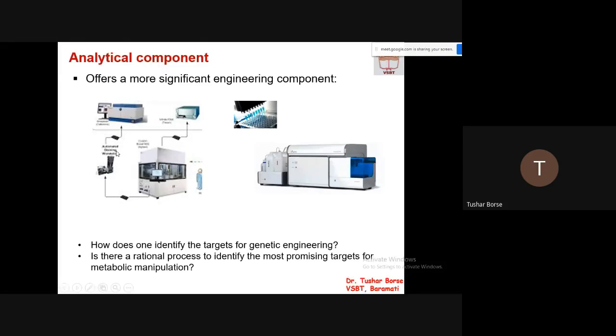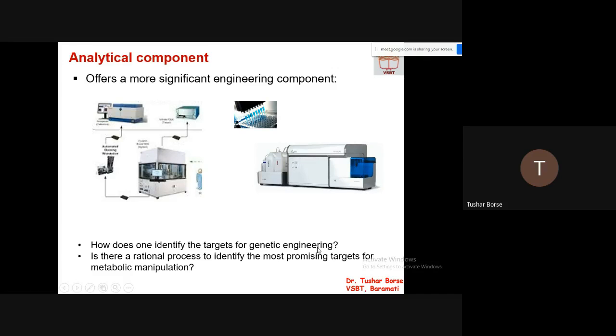Now, what is the analytical component? In this case, the analytical component is nothing but the different types of instrumentation. So that's the engineering component of your metabolic engineering. Fine. Then, because there might be some questions which were raised, how does one identify the targets for genetic engineering?